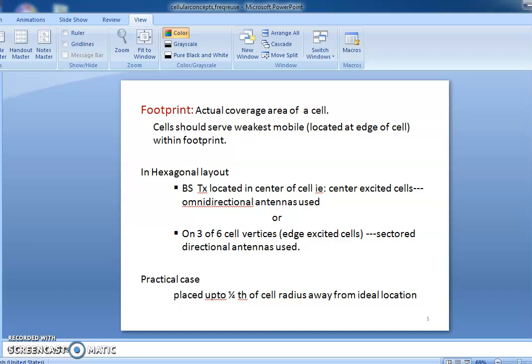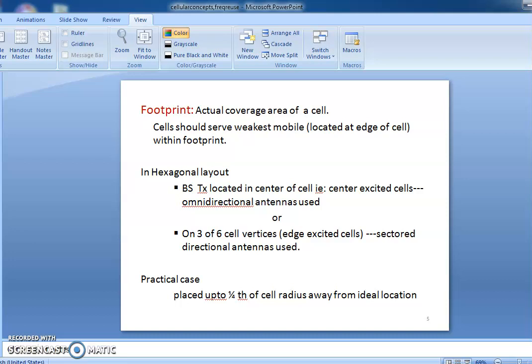Then where do we place the transmitters? In the hexagonal layout, there are two possibilities. It can be placed at the center of a cell. Those cells are called center excited cells. Here omnidirectional antennas are used.